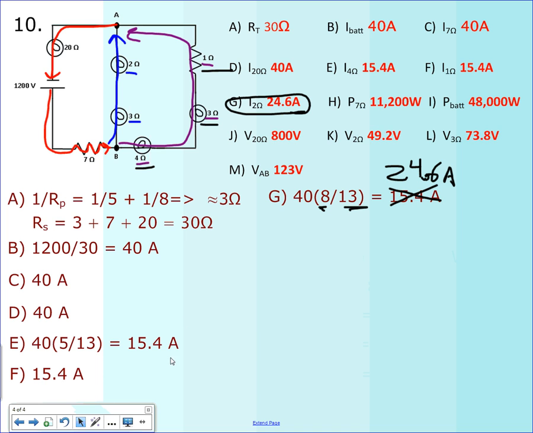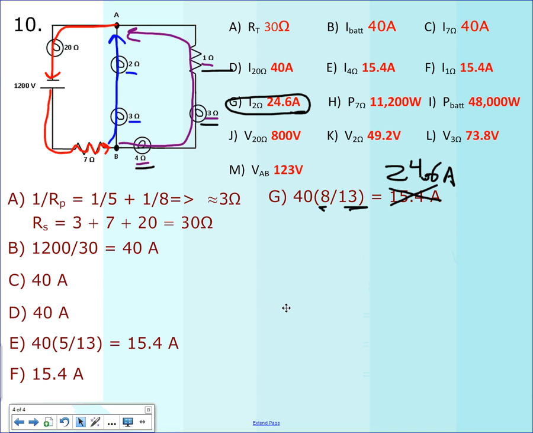Sorry to go back to part F. It's asking what is the current through the 1 ohm resistor. Well, this 1 ohm resistor is in series with the 4 and the 3. So whatever current goes down that purple pathway goes through the 4, the 3, and the 1. So the current through that 4, 3, and 1 ohm resistor is 15.4 amps.